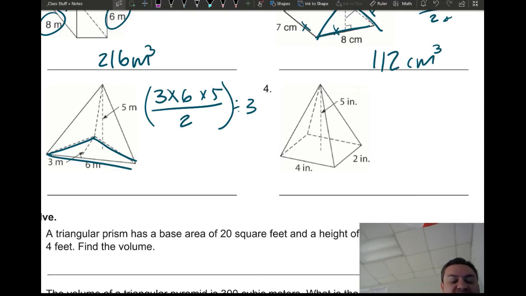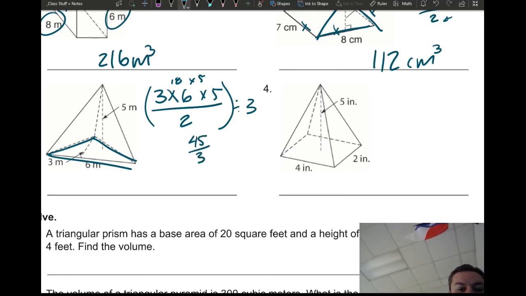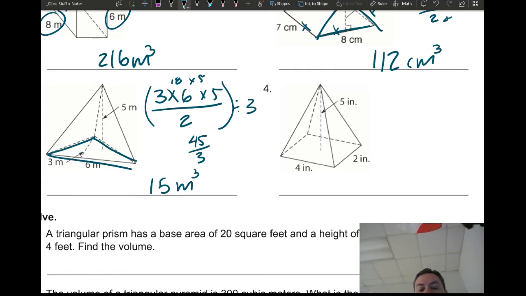So 3 times 6 is 18. 18 times 5 is 90. 90 divided by 2 is 45. And then divide by 3 and you get 15 meters cubed. That's the fast way.